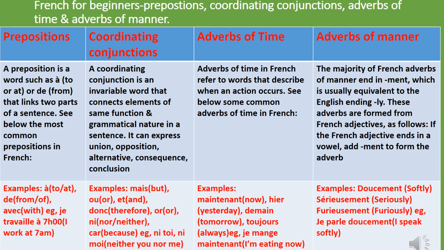Example, doucement. So you see in English it will be softly. Sérieusement. Seriously. So repeat after me. Doucement. You can either say doucement or doucement. There are people who say doucement. So repeat doucement.